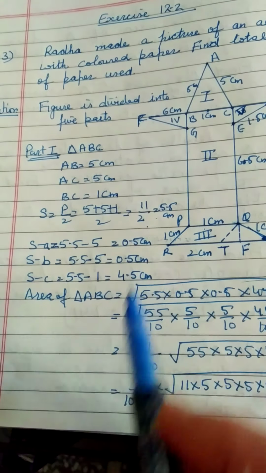Now the part 2 of the figure is this. Part 2 is a rectangle. Part 2 is area of rectangle BPQC. Area of rectangle is length into breadth. Length is 6.5 centimeter. It is given here. Length is 6.5 centimeter and breadth is 1 centimeter. Then area is length into breadth. It is 6.5 into 1 is equal to 6.5 centimeter square.